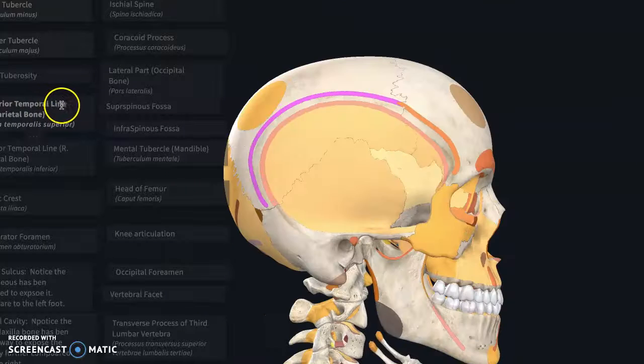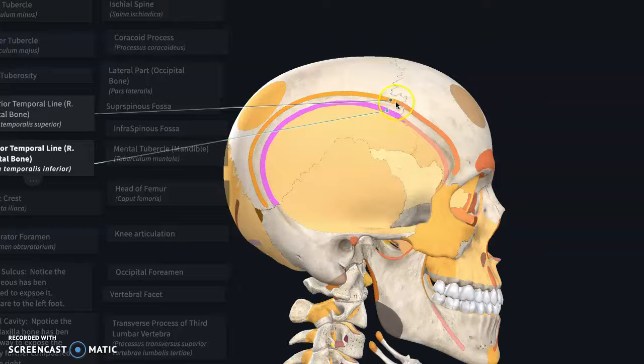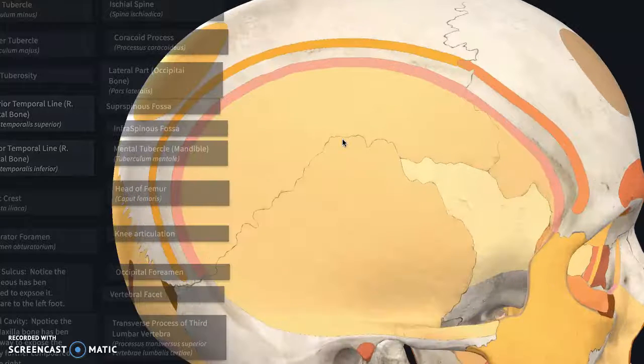So line is one of your terms in the course that we're introducing for bony landmarks in anatomy. So you actually have two temporal lines. One is a superior, which means above, and one is an inferior. So here's the inferior temporal line and the superior temporal line. And they say temporal because of its location.